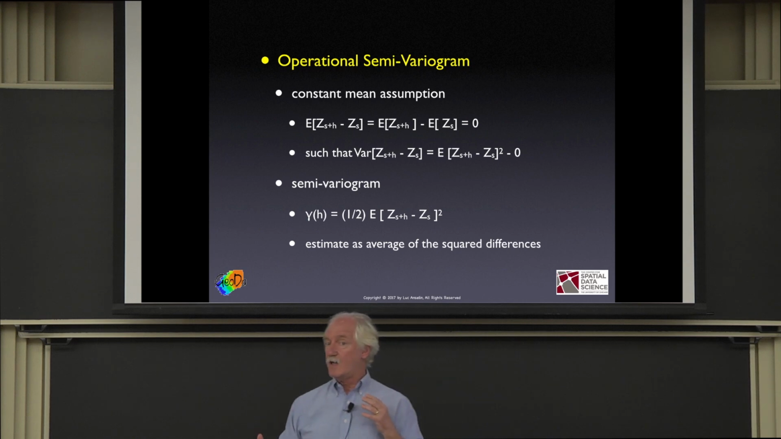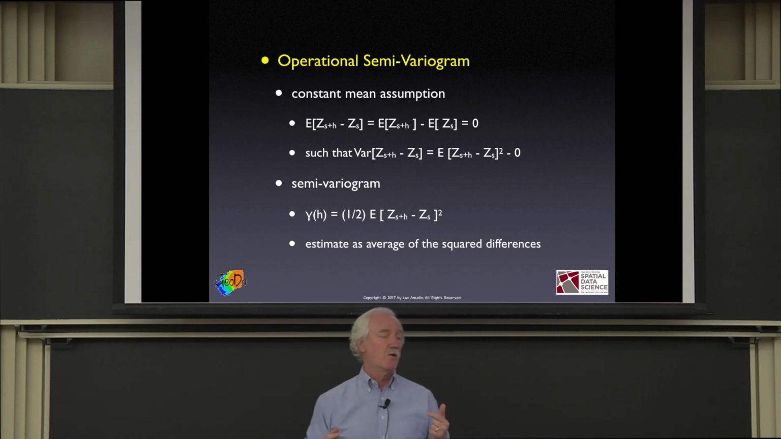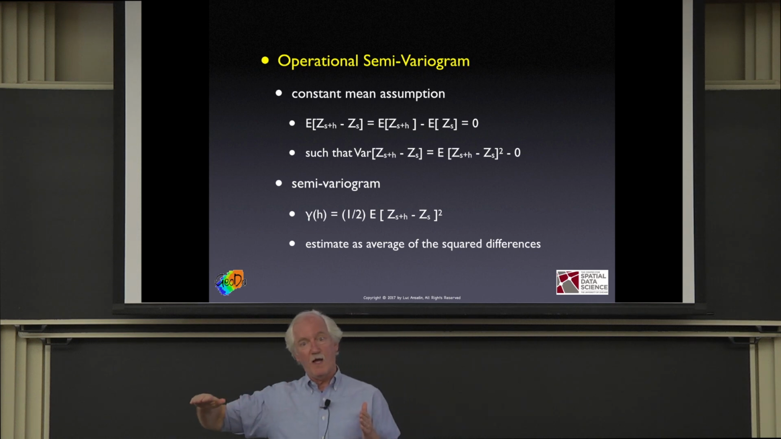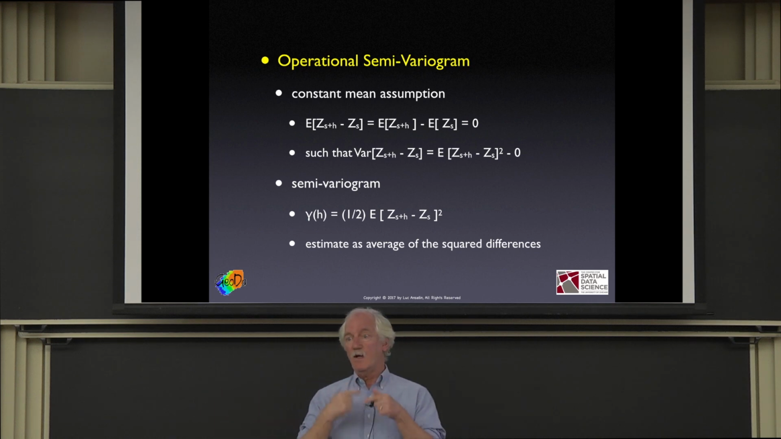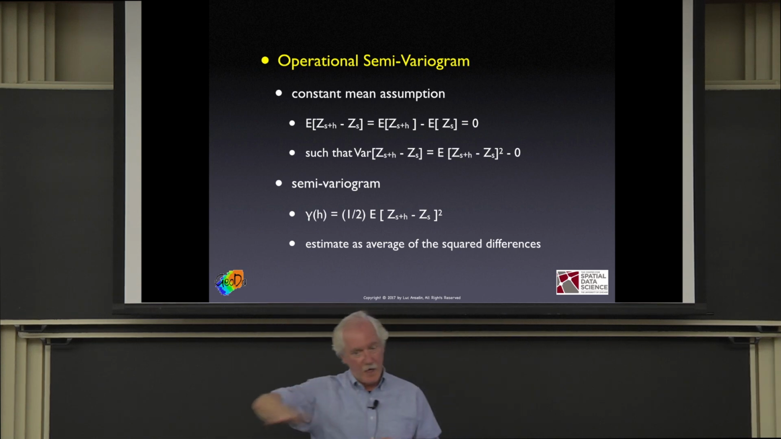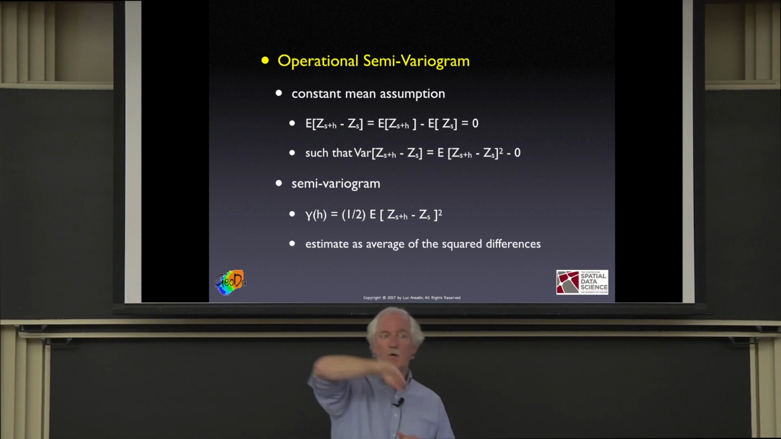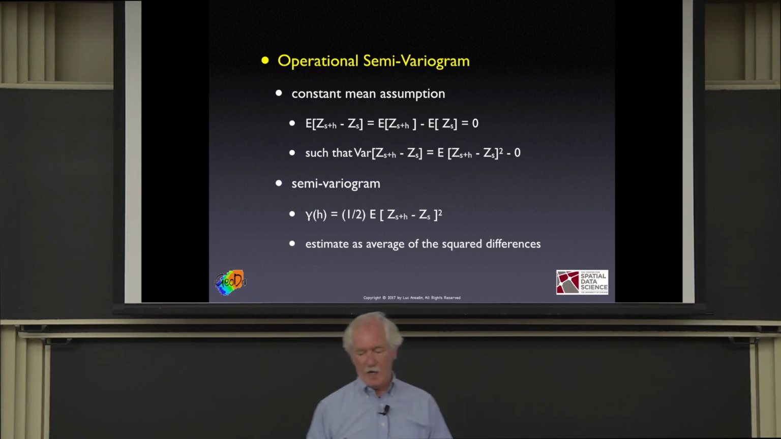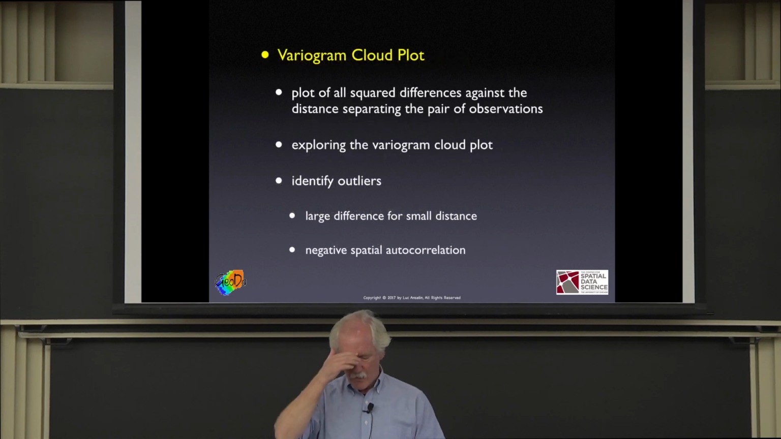However, unlike the correlogram, where correlation gets smaller as we move further away, since we're measuring square difference, we're measuring dissimilarity, the dissimilarity will go up as we move further away. So the correlogram goes down, the semivariogram goes up as we move away with distance. So how can we summarize this? A couple of different ways.